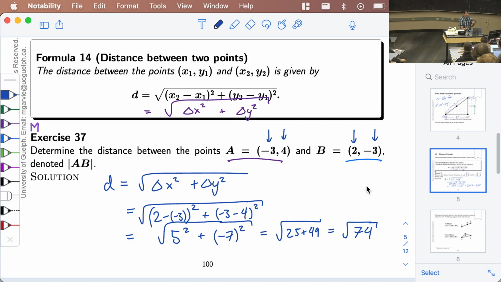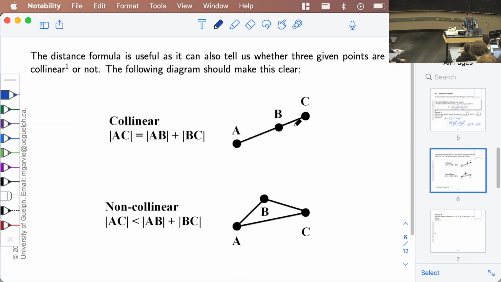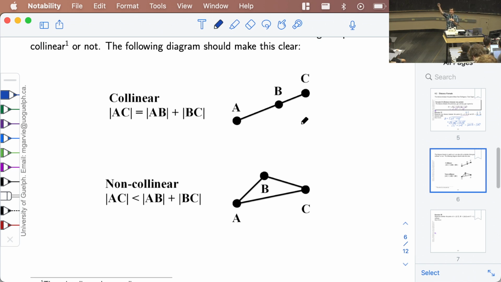OK, next up, we're going to see what happens if instead of 2 points, you have 3 points. And 2 things can happen when you have 3 points. Either the 3 points are all in a line.